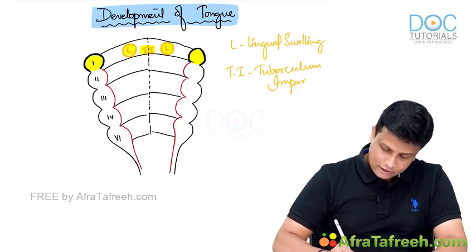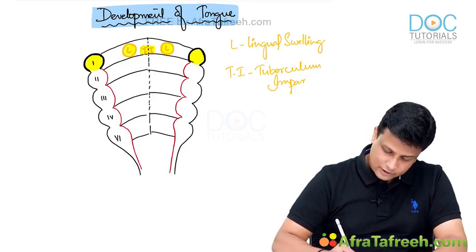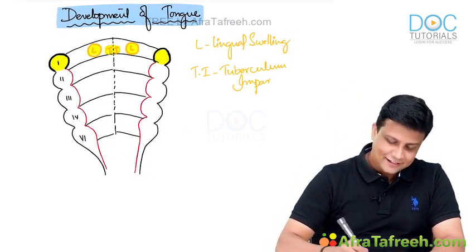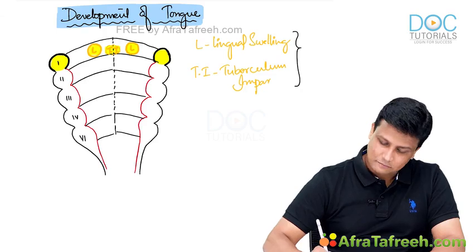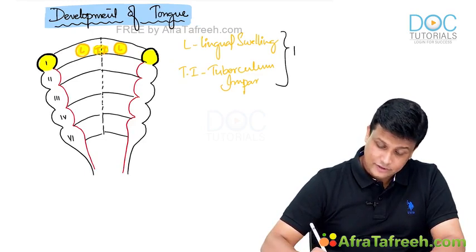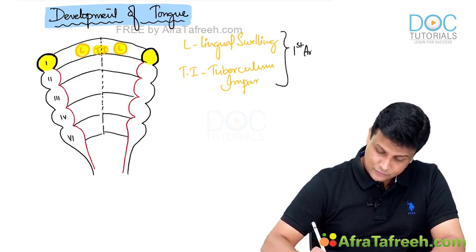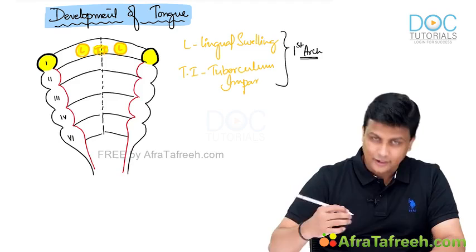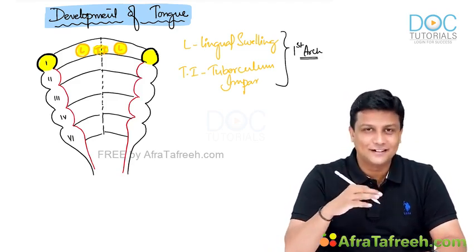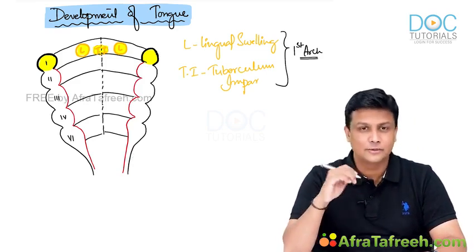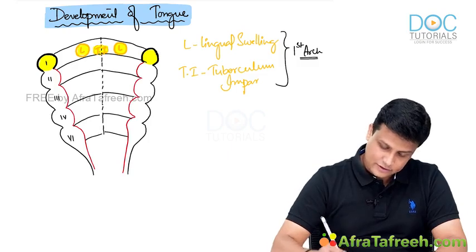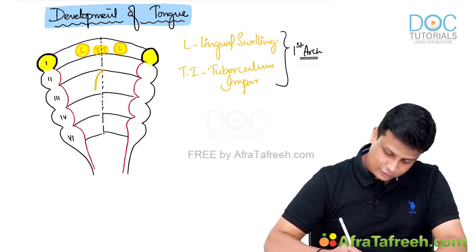And where do you find this tuberculum impar in the lingual swellings? Whatever hard work we have done is for this reason only. These swellings are actually mesodermal swellings, and these mesodermal swellings are formed from which arch? The first arch. So that's what I'm telling you, all that hard work that we have done to draw the diagram was to make you understand that these swellings are present in the first arch, the mesodermal swellings of the first arch. Then after that, yes, there will be one more swelling present over here in the third arch and the fourth arch.